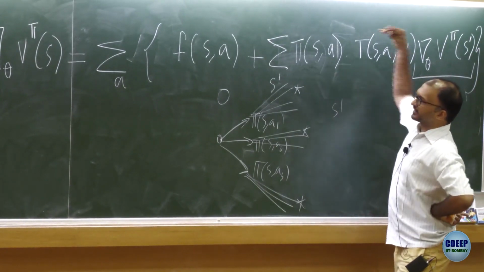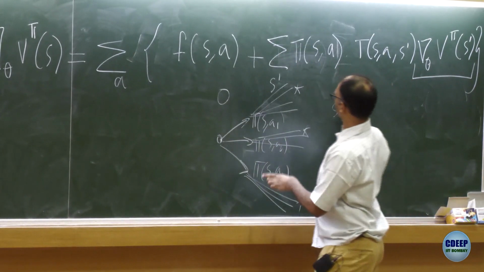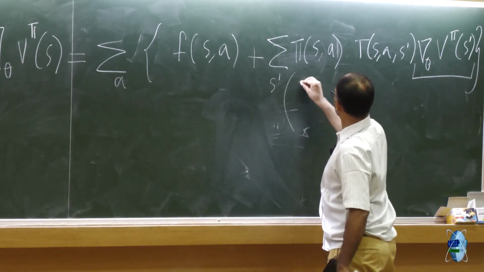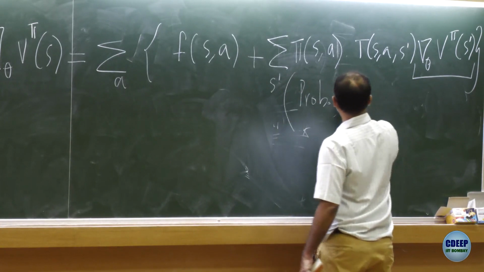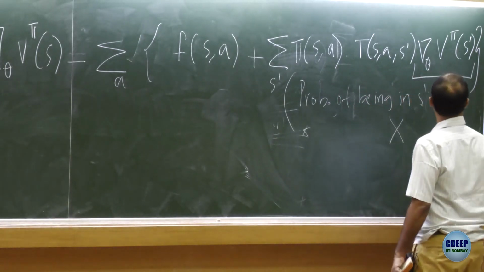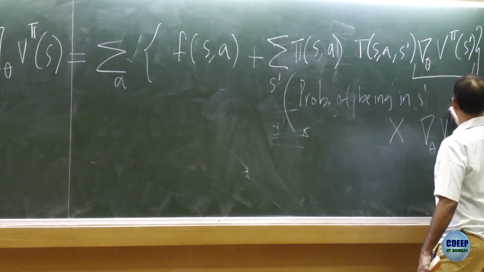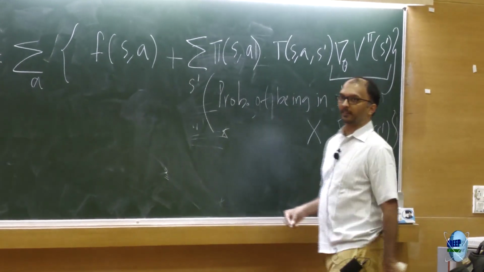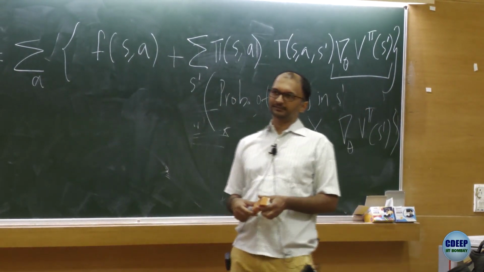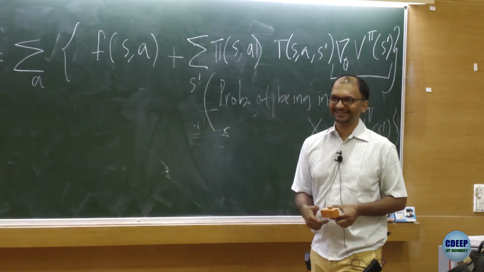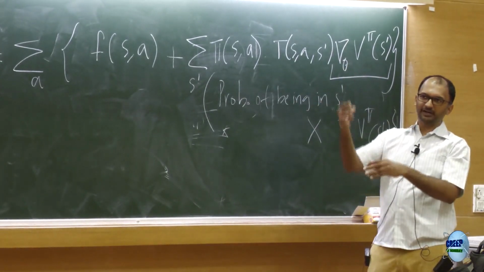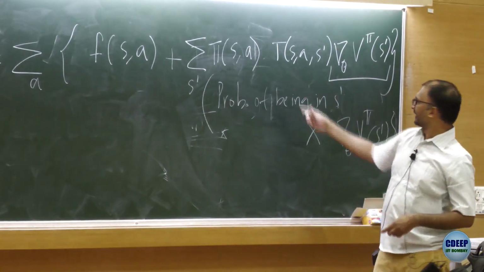Okay, so this can be written as f of s a plus sum over s prime. I'm going to rewrite this as probability of being in S prime times this gradient of V pi of S prime. Okay, so this is what we see after just one step of expansion. Are you with me? So now imagine expanding this again. I mean, this is what we have now learned to expand, right? Gradient of V pi of S, we know how to expand. So expand this again.